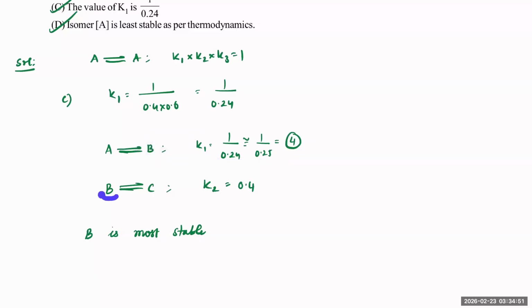And is B becoming unstable? Actually, no. The second equilibrium is explaining this, because K2 is less than 1, which means this reaction will be more likely to go in the backward direction than the forward direction. Okay, sir. Correct? So the most stable one is B, and the least stable one is A. Okay, sir, got it.